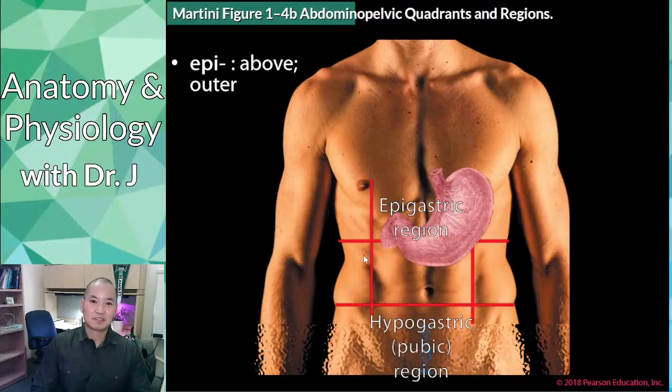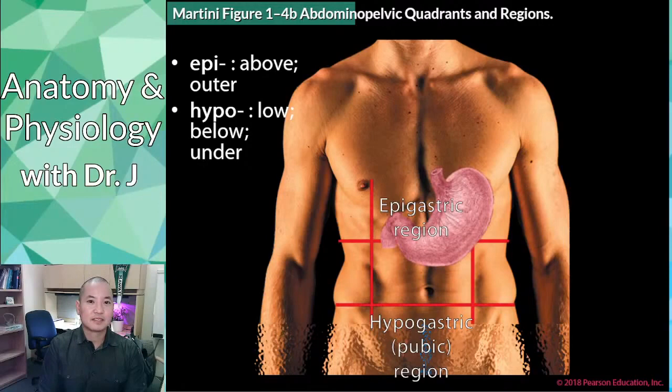This is sometimes called the pubic region. Same region, depending on the textbook, know that hypogastric and pubic are synonymous. They mean the same region. So hypo is actually another common prefix you see in anatomy and physiology and medical terminology. That means low or below or under.